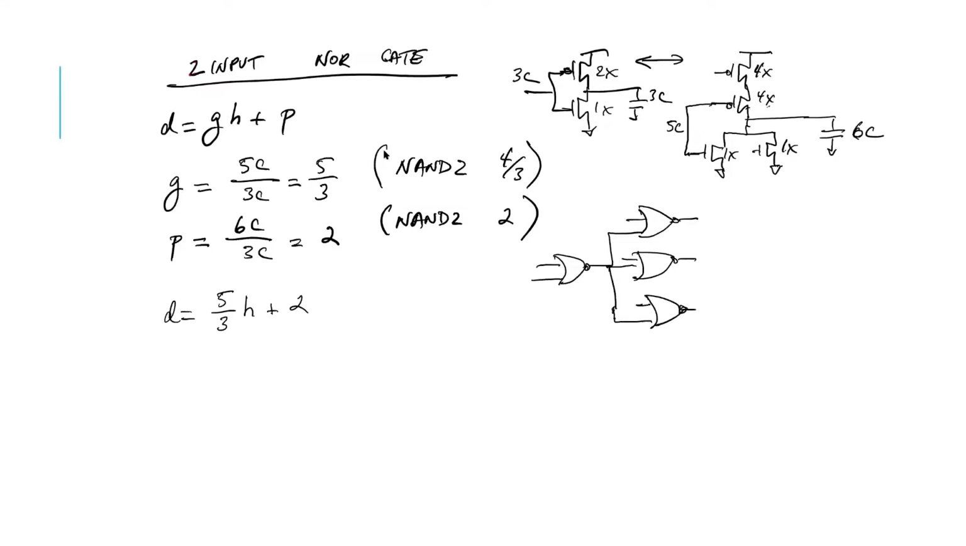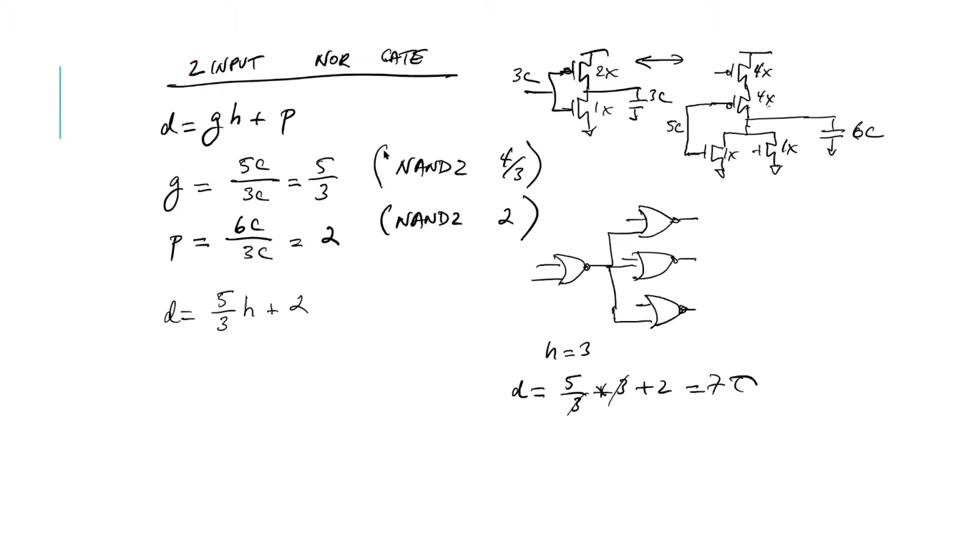Okay, let's look at that delay. So H, in this case, H is equal to 3. So D is 5/3 times 3 plus 2. So it's equal to 7. Okay, so it's 7 tau.